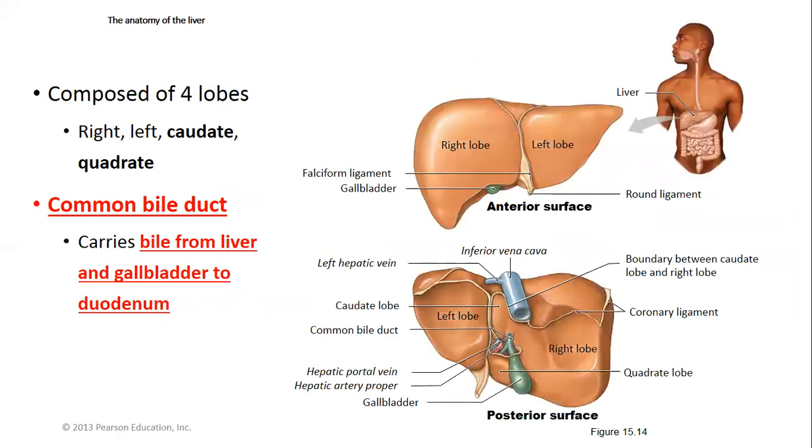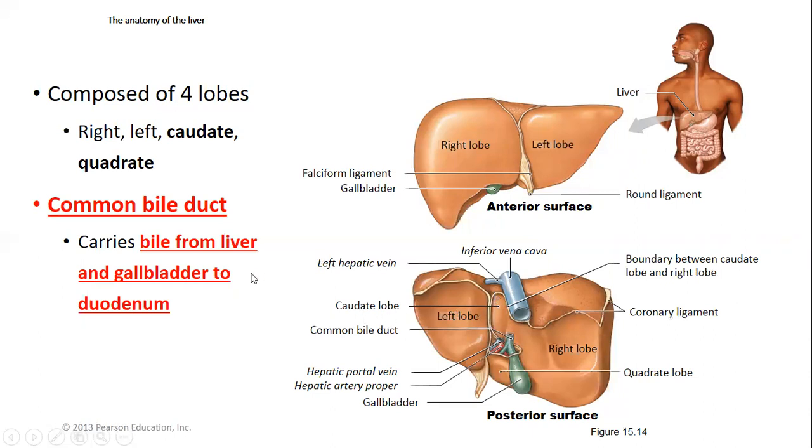The liver is composed of 4 lobes. The major lobes are the right and left lobe. So the large lobes here, right and left. And they're separated by what's called the falciform ligament. There's also caudate and quadrate lobes. Can you see? There's the quadrate lobe here, this small lobe. And the caudate lobe is this kind of ovular shape here at the back of the liver. So it's much smaller lobes.